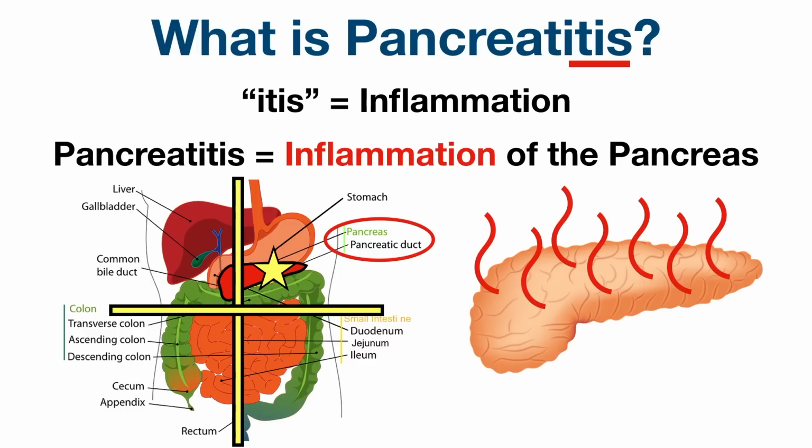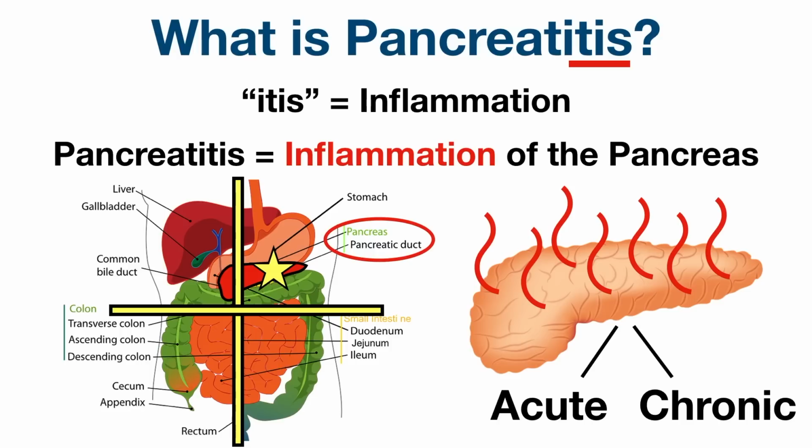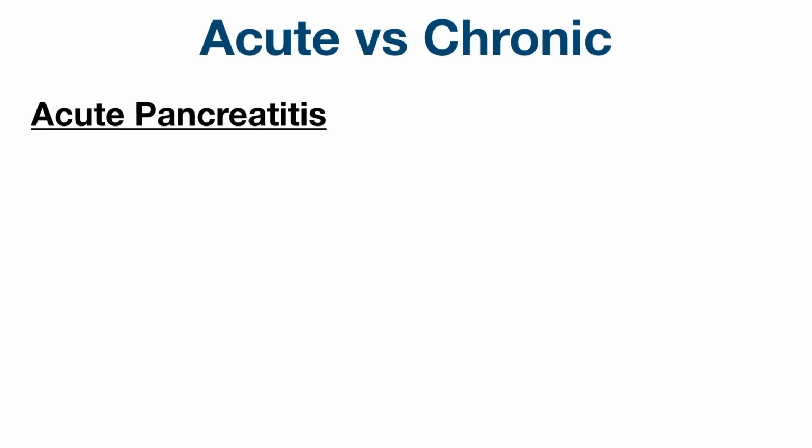But first, there are two main types of pancreatitis, acute and chronic. Let's take a look at the difference between the two types, and then we'll talk about the causes, symptoms, diagnosis, and treatment. Let's look at acute pancreatitis first.